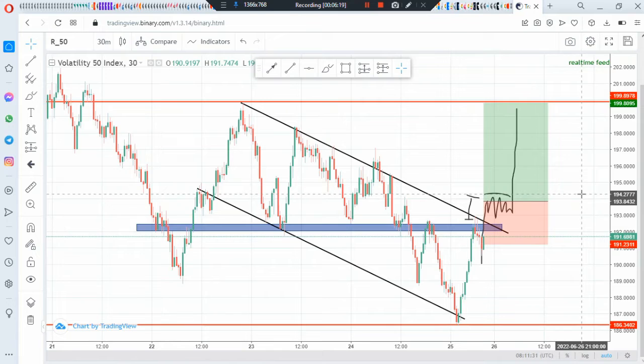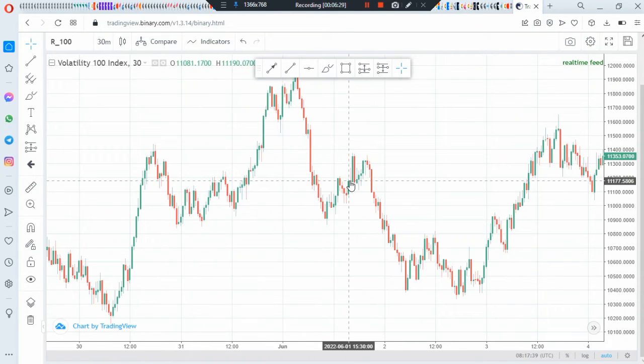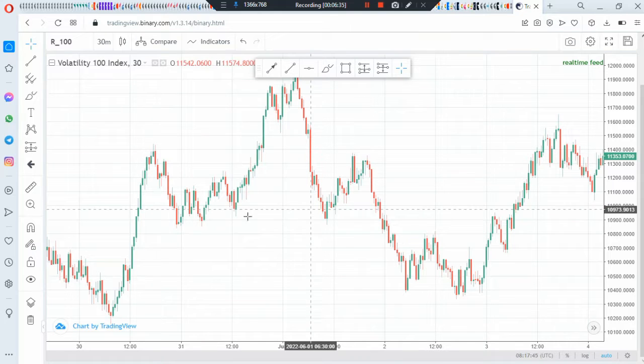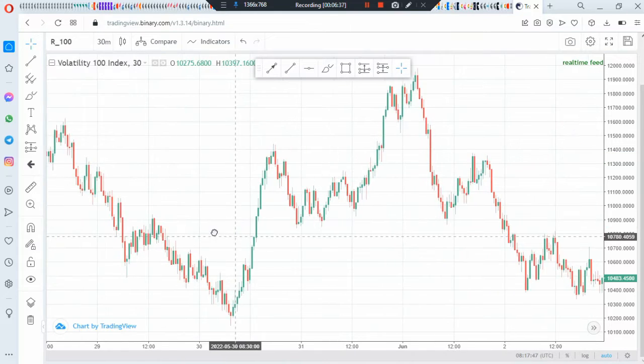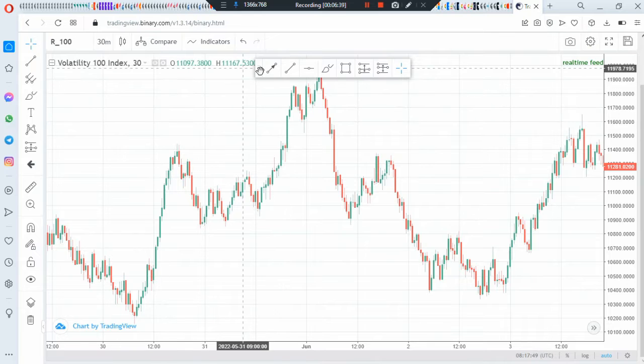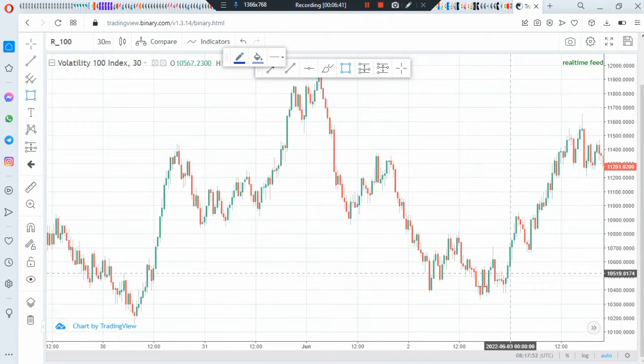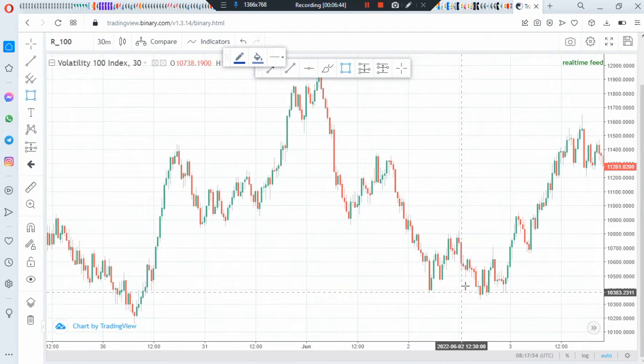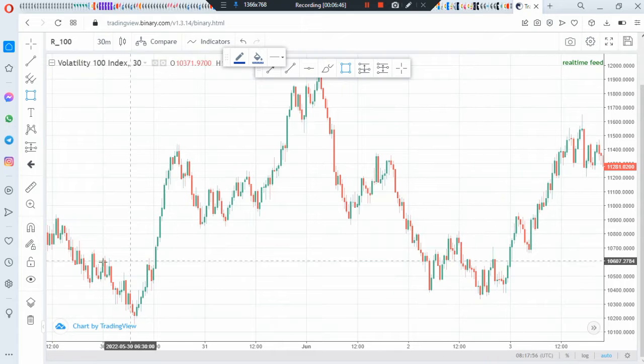Okay, so let me jump to the next page. Maybe I'll just analyze two pages for you guys and call it a day. Okay, so I'm on the Fatality 100. So let me just break this structure for you and actually show you guys what made this trend move from around here to this area.